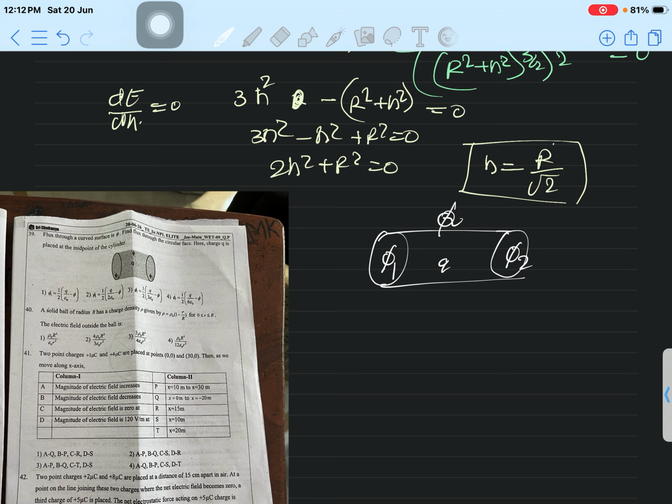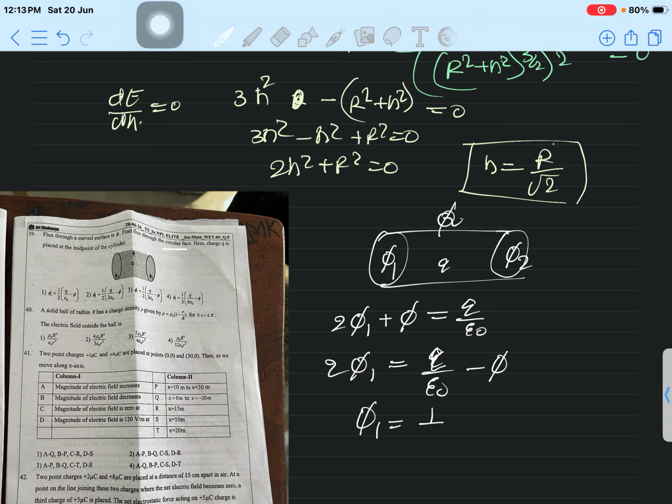Now they are asking what is the flux through the circular surface, circular face. That means total flux will be 2 phi 1, actually phi 1 plus phi 2. So the remaining flux, the flux passing through the curved surface, plus this is equal to total q by epsilon naught. So what is the flux passing through the face? 2 phi 1 is equal to q by epsilon naught minus phi, and phi 1 is equal to 1 by 2 of q by epsilon naught minus phi. So which option? First option, sir. Okay, next.